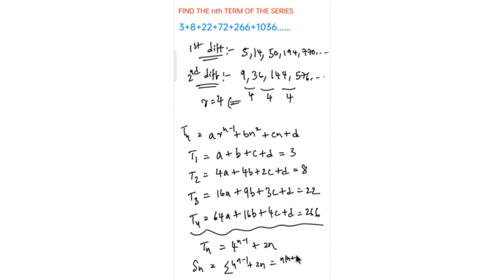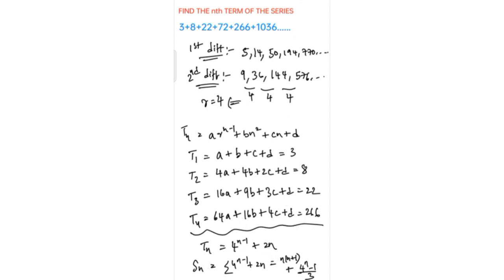I think it comes out to be: sigma 2 into n means 2 into n into n plus 1 divided by 2, and this 2 gets cancelled. And sigma 4 power n minus 1, you can just write it directly. I'll explain this trick in my later videos. So it's 4 power n minus 1 divided by 3. That's it. This is the answer for Sn if asked.